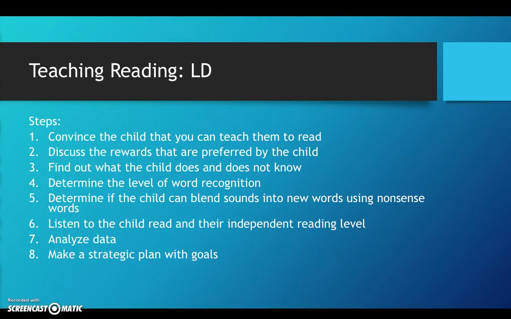Teaching reading for learning disability students. Steps: convince the child that you can teach them to read. Discuss the rewards that are preferred by the child. Find out what the child does and does not know. Determine the level of word recognition. Determine if the child can blend sounds into new words using nonsense words. Listen to the child read and determine their independent reading level. Analyze data and make strategic plans with goals.